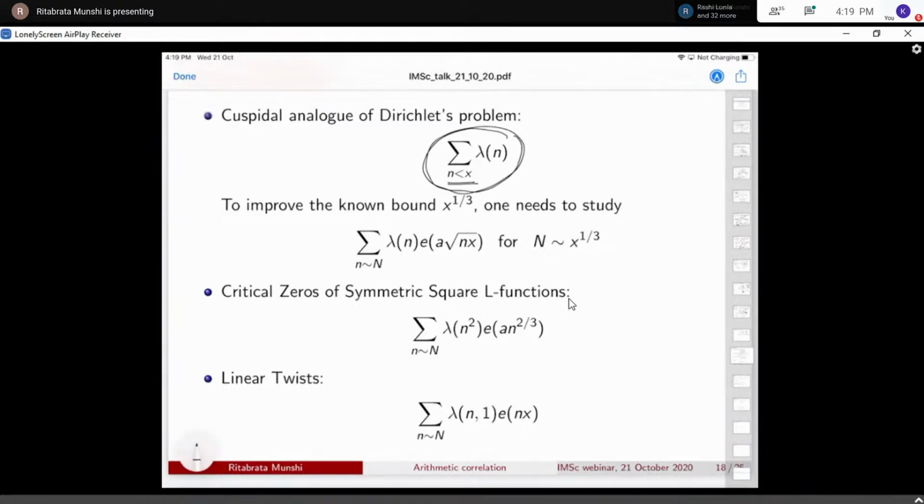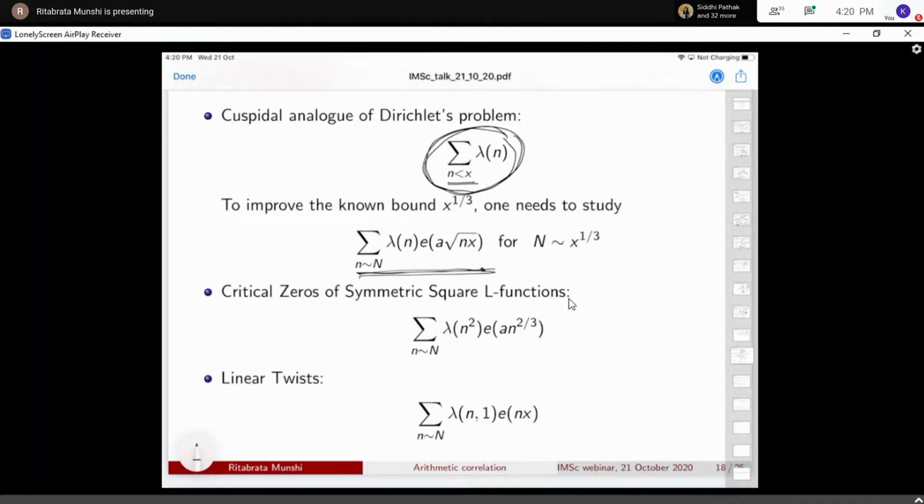So you're taking all n's up to x and no n's after that, and whatever you're taking, you're counting them with weight 1, and whatever you're not taking, you're counting them with 0. Okay, so that's the sharp cutoff thing. This is the analog of the Dirichlet divisor problem, and again, in this case of the Voronoi, you are left with analyzing sums of this type.